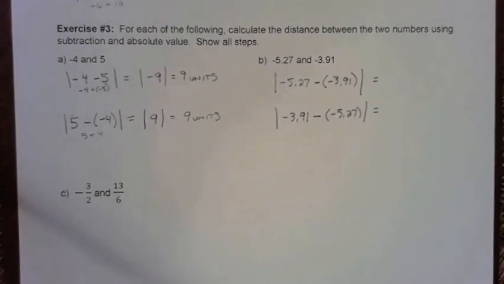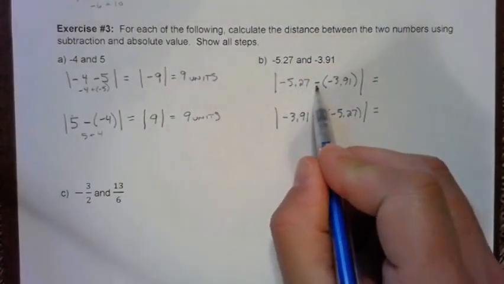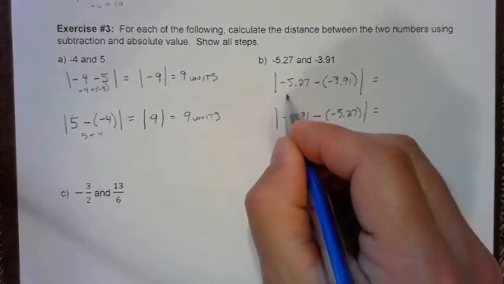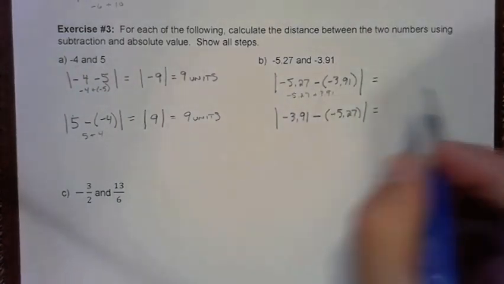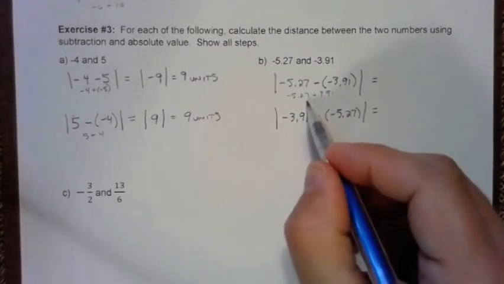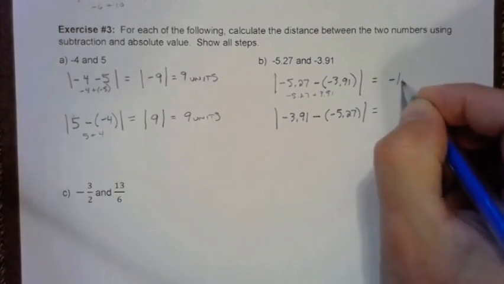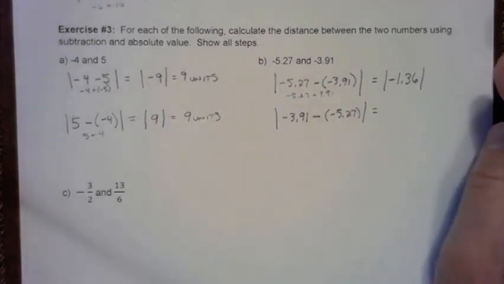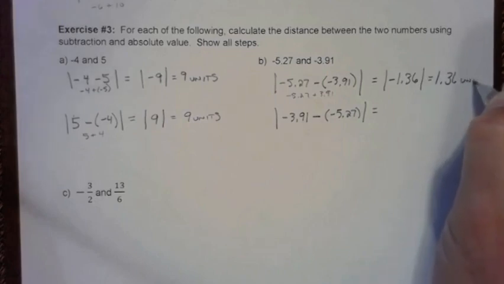You can calculate how much this is going to be. -5 and 27 hundredths minus -3 and 91 hundredths. Well, that's the same as -5 and 27 hundredths plus 3 and 91 hundredths. Okay, so when I do -5 and 27 hundredths plus 3 and 91 hundredths, I get -1 and 36 hundredths. But it's still in absolute value bars. So now when I go ahead and figure out the absolute value, I'm going to get 1 and 36 hundredths units as the distance between those two numbers.